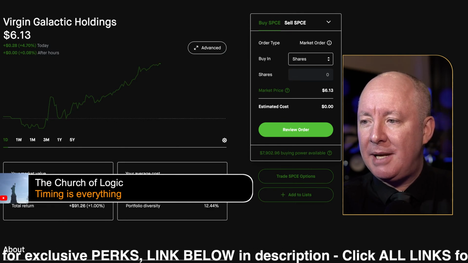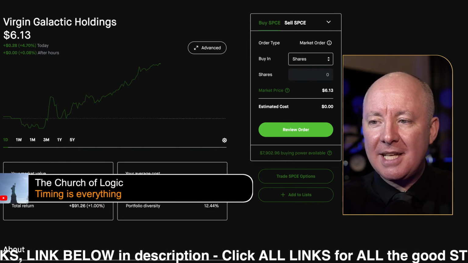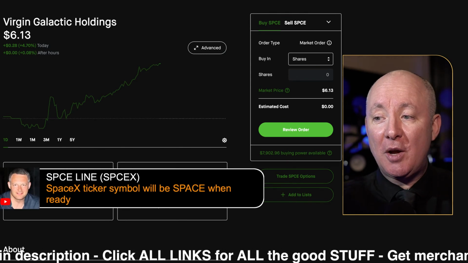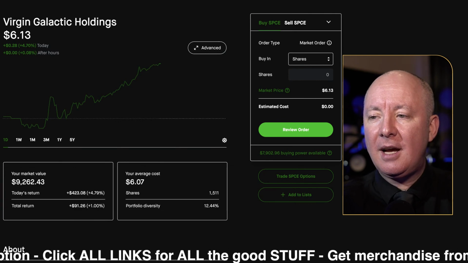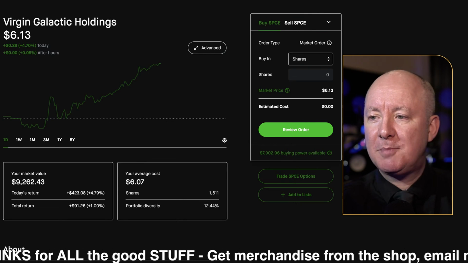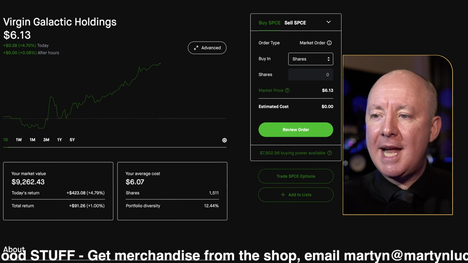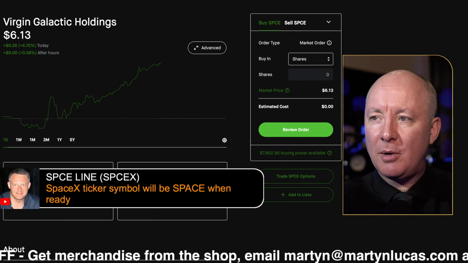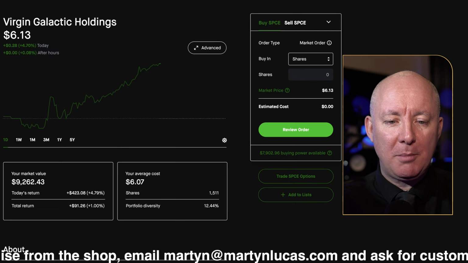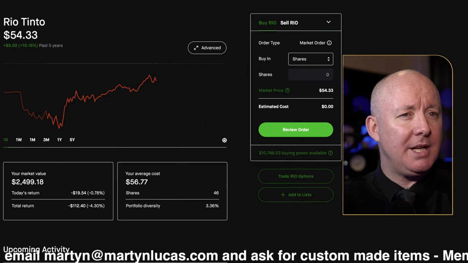SpaceX ticker symbol will be SPACE when ready. I don't think SpaceX is going public, and it's got no timeline to say it is going public. So I don't think SpaceX would have a ticker symbol. I don't think it's going public anytime soon, and I mean like years and years away. It's a privately owned company with no desire to go public yet. So I would be surprised if they've got a ticker symbol out for it. Anyway, maybe they do.